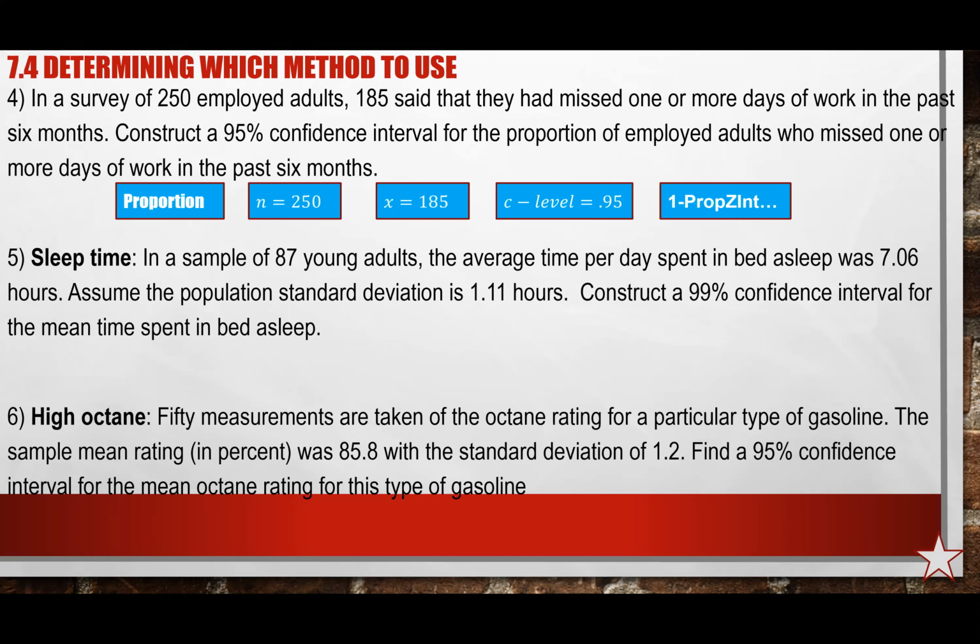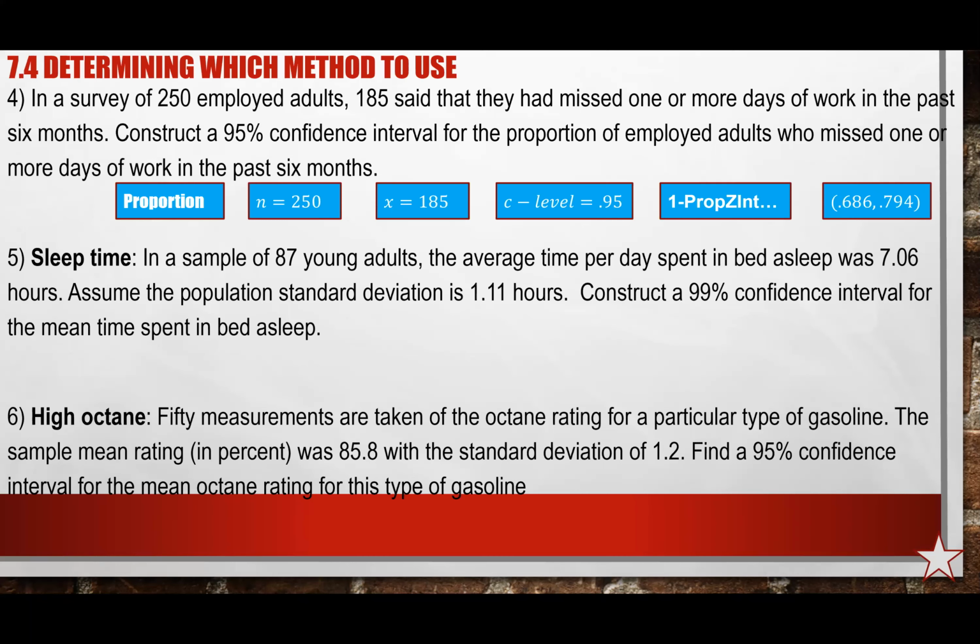And if you type in your calculator the one proportion Z interval, they will ask you for your x, your n, and the C level. And this is what we have, right? Hopefully you guys don't have a question of how to type it in your calculator or where to locate the feature. My assumption is you all know, that's why I typed it this way. But if you want to see it, we can type it in and see.